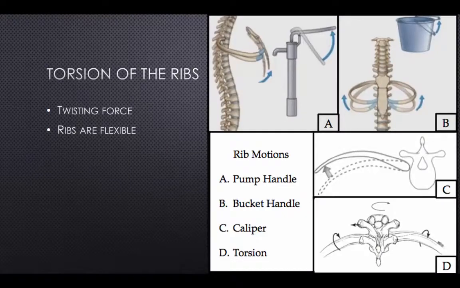Ribs are flexible and twist from their original shape. This is needed since each rib articulates with 2 vertebrae, and those vertebrae do not stay in the same position relative to each other as we move.